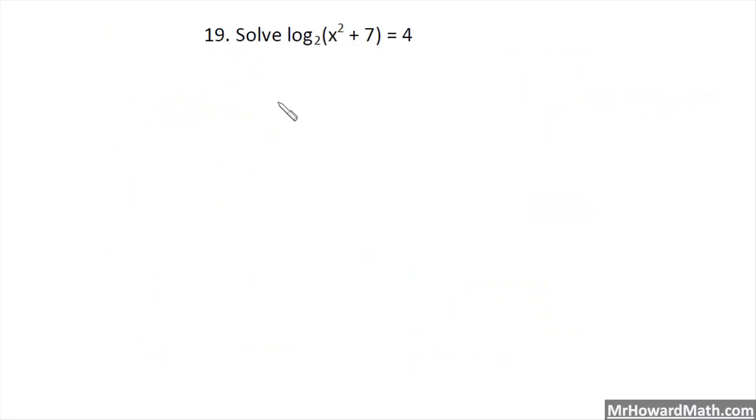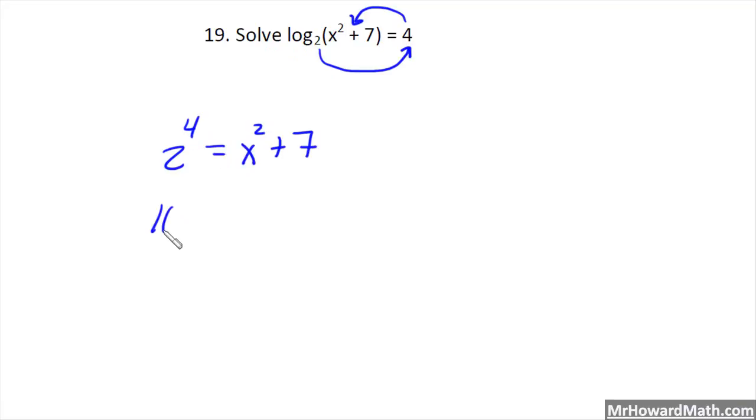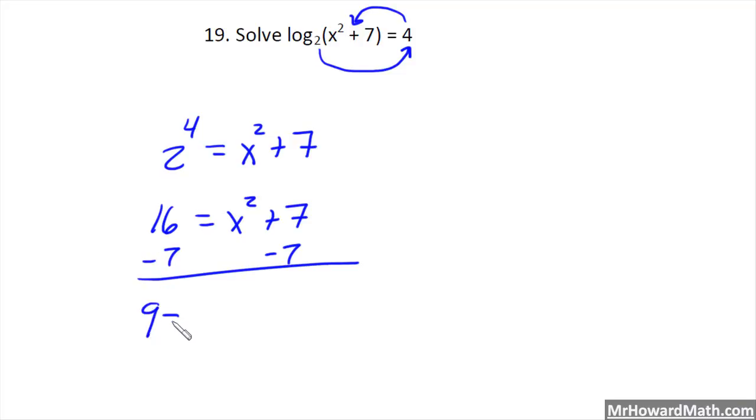Okay, problem 19 here, solve log base 2 of (x squared plus 7) equals 4. So in this format, it's usually beneficial to use the loop rule and convert it into an exponential. So 2 to the 4th is equal to x squared plus 7. So 2 to the 4th is 16 equals x squared plus 7. We'll subtract this 7 here and see what we have. 16 minus 7 is 9 equals x squared.